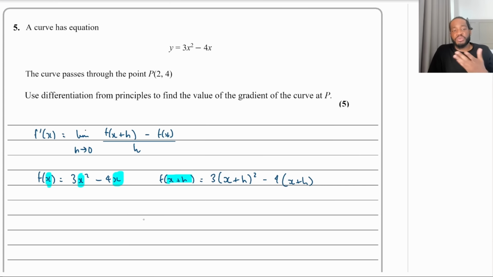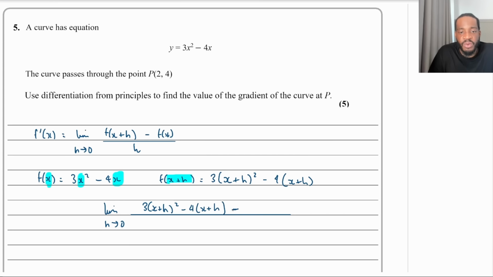So now I'm in a position to just put everything in. So I'm going to just say then that it's going to be the limit as h tends to 0 of f of x plus h, which is this thing here, 3 times x plus h all squared, minus 4 lots of x plus h.